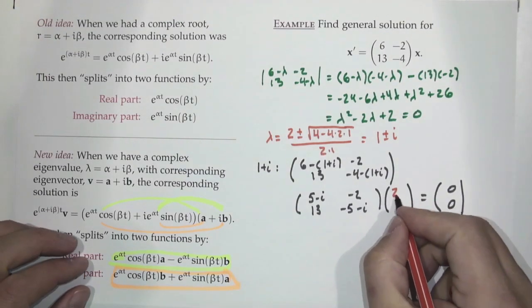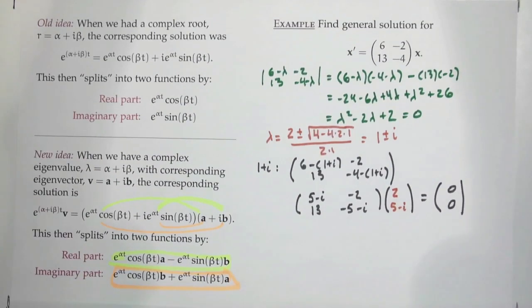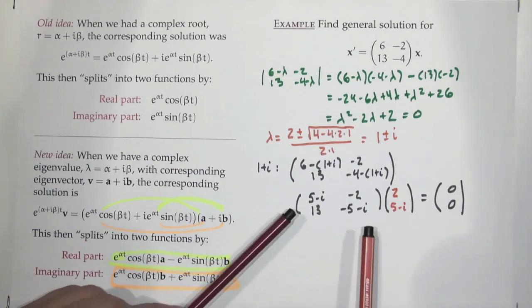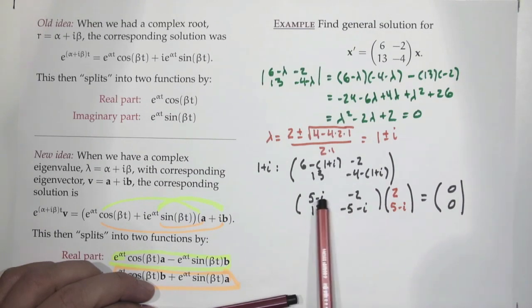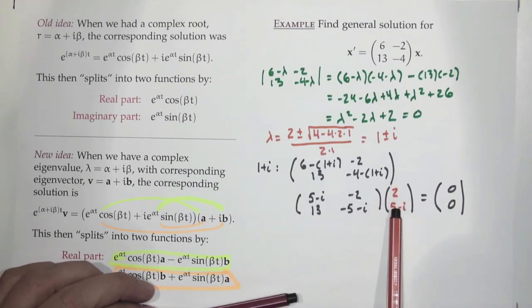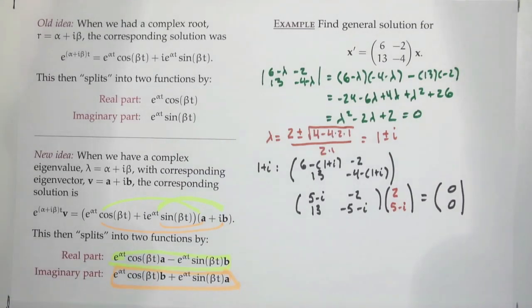So someone said 2 and 5 minus i. Now you might say, whoa, where did that come from? Check this out. See how this was 5 minus i and minus 2? You take these two numbers and you put them in reverse order. And then you change the sign on one of them. And you're done. Whoa, I know, like, what? That's it? Yeah, it works, guaranteed.